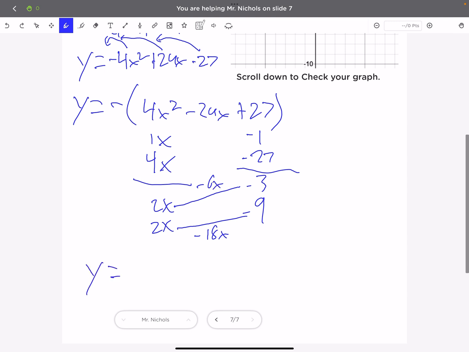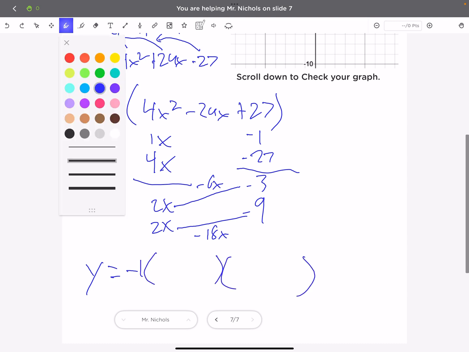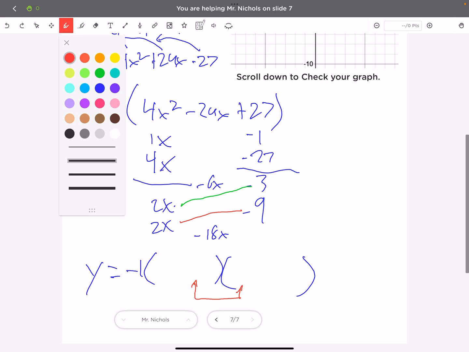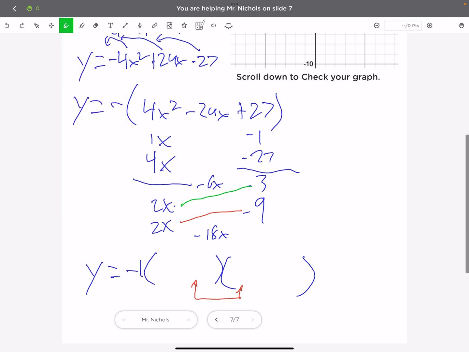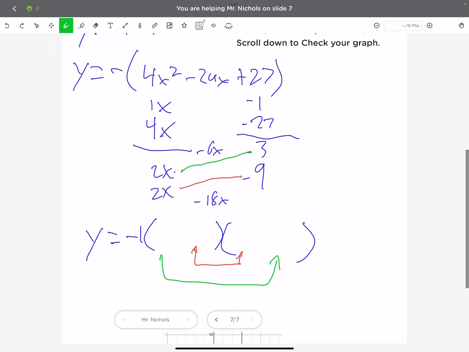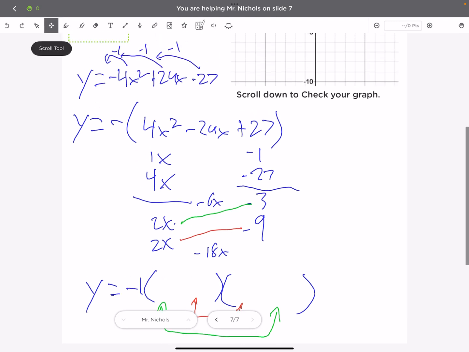So when we set it up, you're going to have your negative on the outside. And remember, I'll change these colors, actually. Remember, you're going to have one that you want to pair as an inside and one as an outside. So we'll say like 2x minus 9 could be like your inside pair, and the 2x minus 3 might be your outside pair, like this. And you get your factored form.